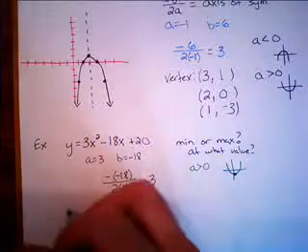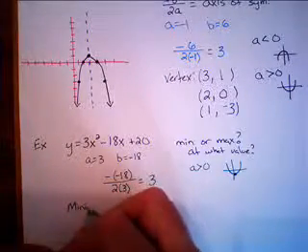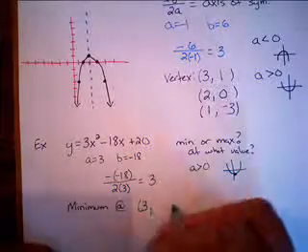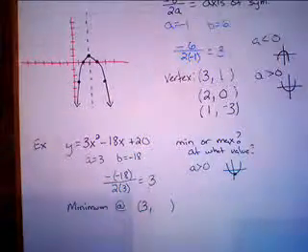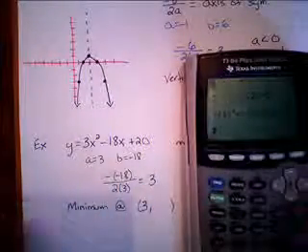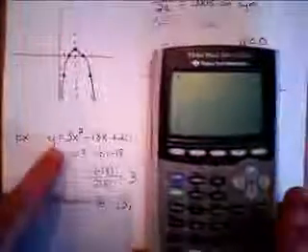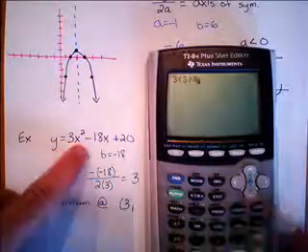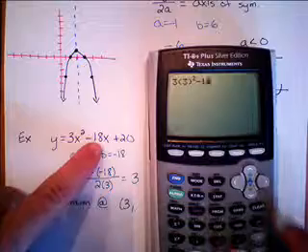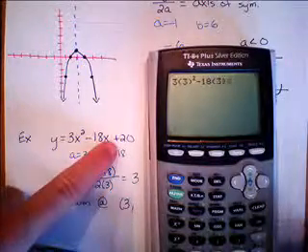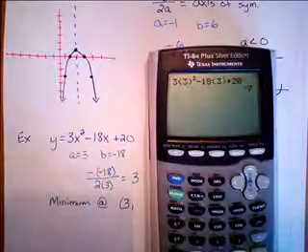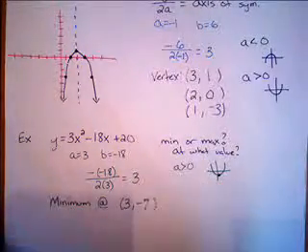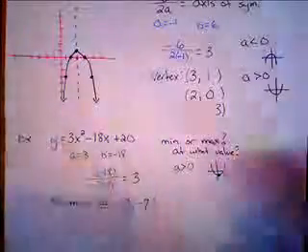So we can answer the first question, minimum at, and then the point is going to be 3 something. So just like the previous problem where we don't have to graph it this time, we just plug 3 in. So 3, and then 3 squared minus 18 times 3 plus 20, and you get negative 7. That is pretty much it for chapter 4.1.